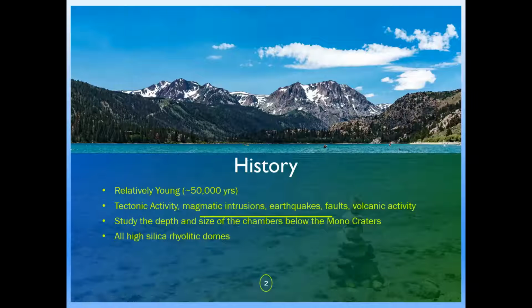These craters are relatively young compared to the others around them, like the Long Valley caldera and Glass Mountain. To study these craters, you must take into account the activities of the surrounding area. Because the craters are near these features, tectonic activity, magma intrusions, volcanic activity, and earthquakes can affect what's going on in the northern magma chambers. Ranee wants to study the size and depths of these magma chambers and try to foresee the magnitude of possible future eruptions.